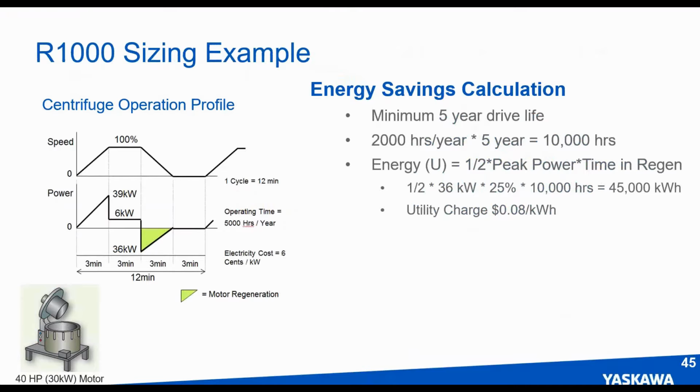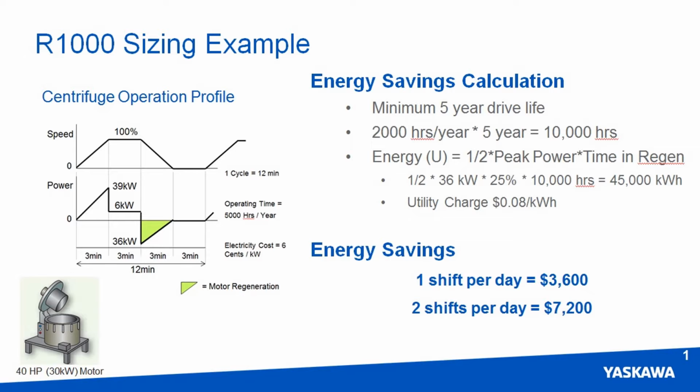To calculate the energy usage, it's essentially half the peak power times the amount of time you're in regen. So in this case, that's half of 36 kilowatts times 25%. That's our duty cycle. That's the amount of time we're in regen. Times the total time that we're in operation, 10,000 hours. That gives us 45,000 kilowatt hours. At 8 cents a kilowatt hour, that's $3,600 for one shift. Most manufacturing plants not only have one shift, but they have 2 shifts. So if we do the analysis for 2 shifts, that's $7,200 in savings just by introducing an R1000. There's our standard rating application example.